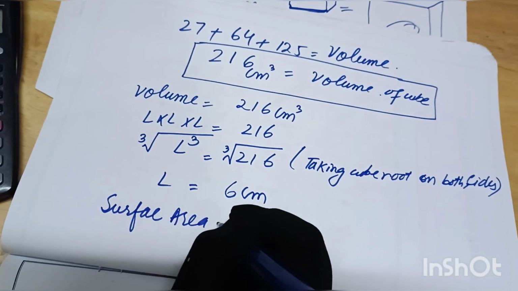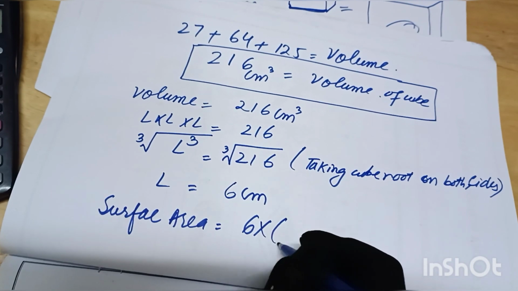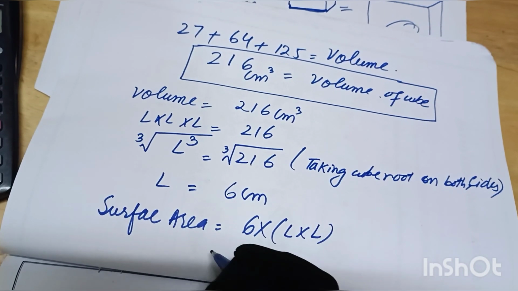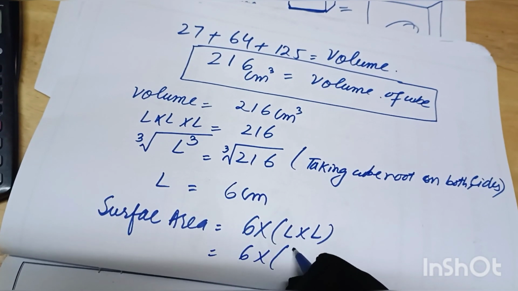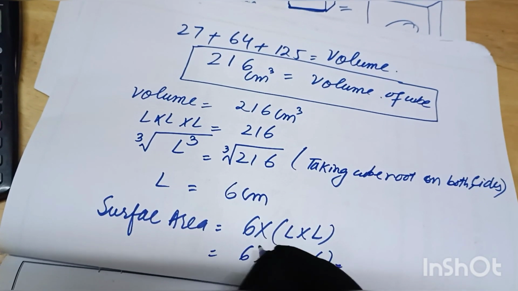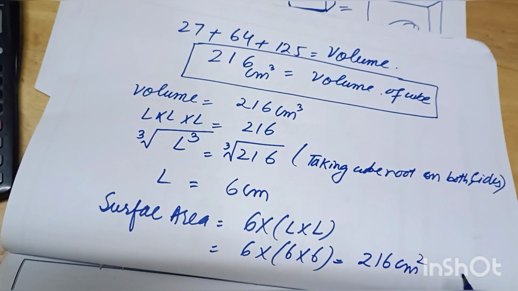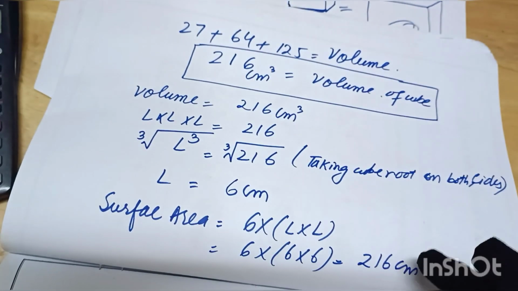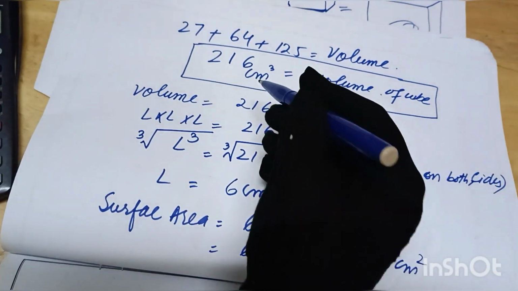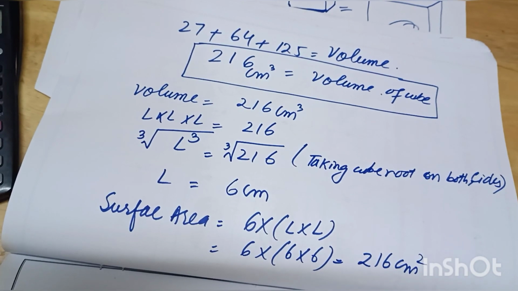Surface area will be 6 times L cross L. As this is 6 cross 6, 6 6 are 36, 36 6 are 216 again. So this is square. By chance the volume and the surface area are equal to each other. This is centimeter cube and this one is centimeter square. So the question is done.